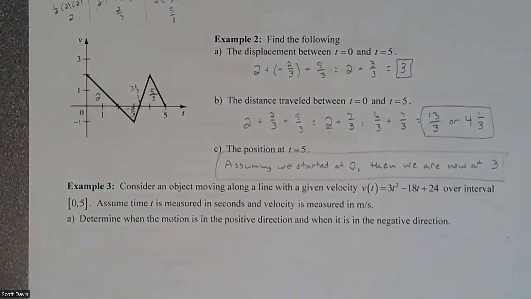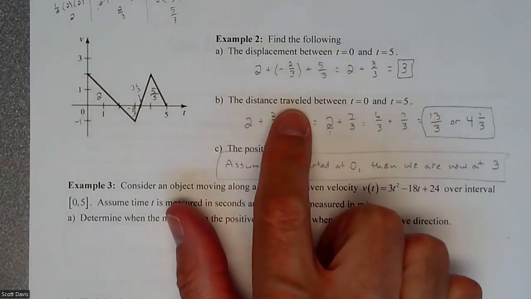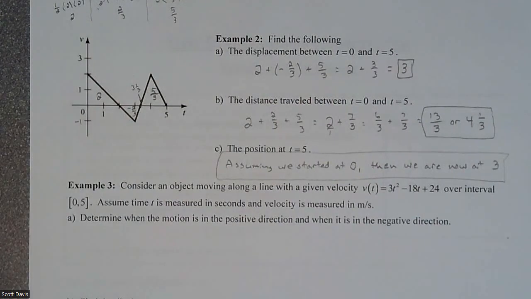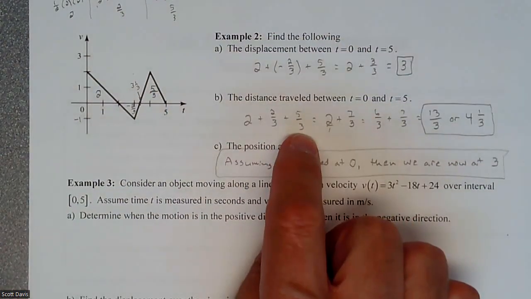All right, so those were a couple different examples talking about the difference between displacement, net area, versus distance, which is total distance. Positives are treated as positives and negatives as negatives, versus everything is just treated as positive.